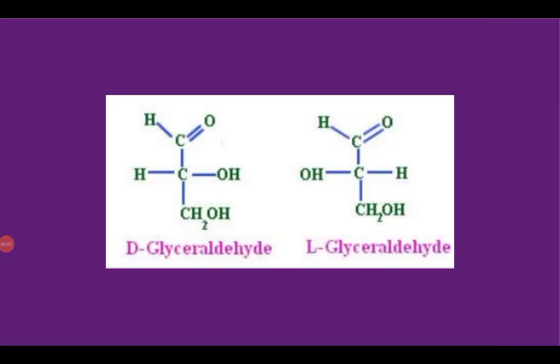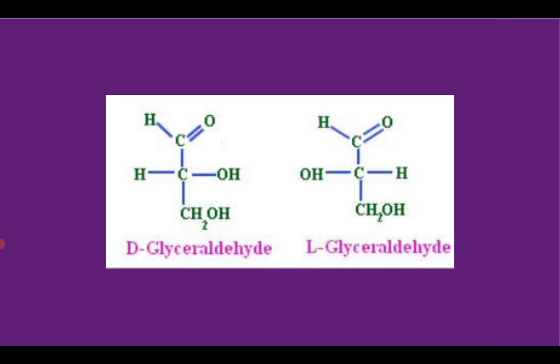The DL system of nomenclature can't indicate which enantiomer is levorotatory or which enantiomer is dextrorotatory, but it says only the compound's stereochemistry relative to the levorotatory or dextrorotatory enantiomer of glyceraldehyde. Okay, so absolute configuration was introduced by Cahn, Ingold and Prelog, that is called the CIP rules.